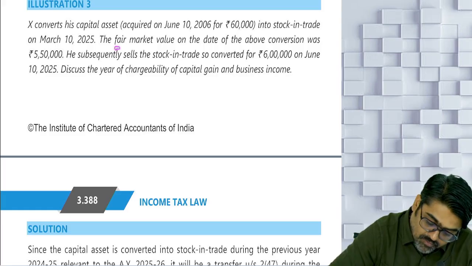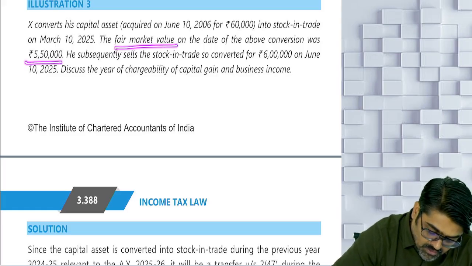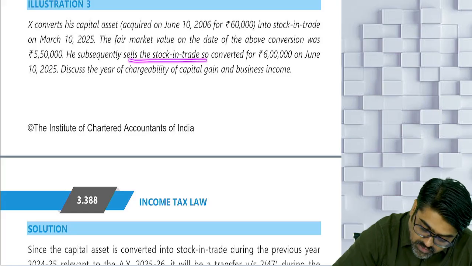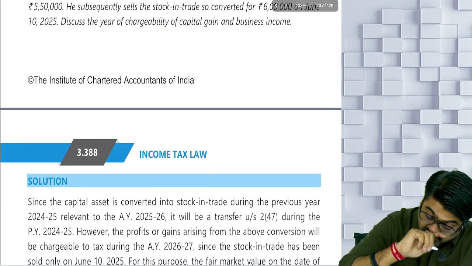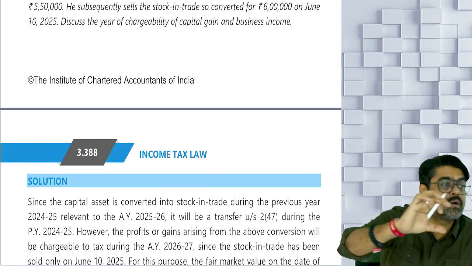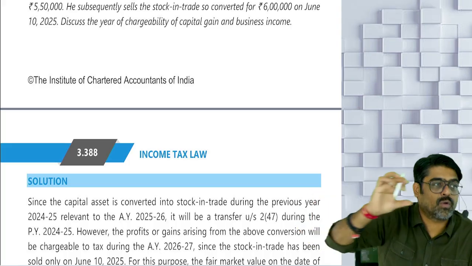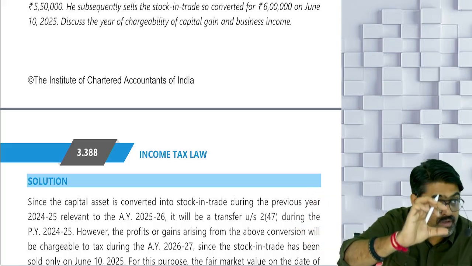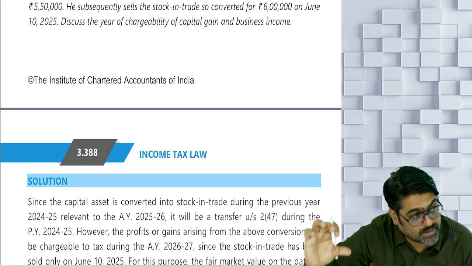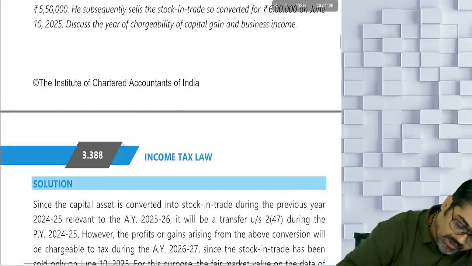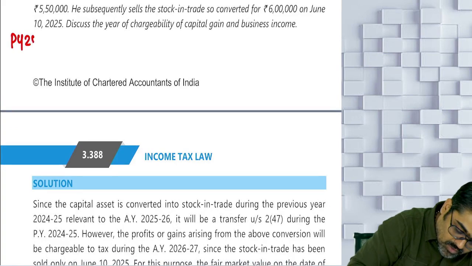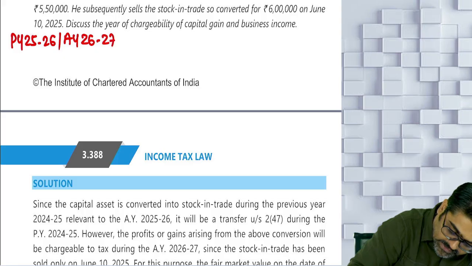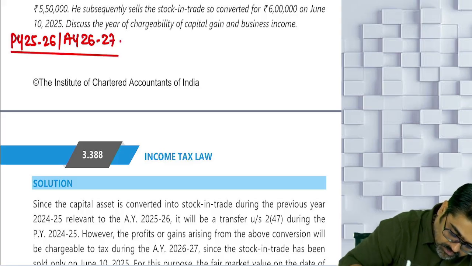So tell me, the fair market value as on the date of conversion was 5,50,000. He subsequently sells the stock in trade for rupees 6,00,000 on June 10, 2025. If you present this information in a flow, you will come to know capital asset purchased, then it is converted into stock in trade, and then that stock in trade is sold. Okay, no? So tell me, which is the previous year? Previous year 25-26. That is assessment year 26-27. In this year, the stock in trade is sold.